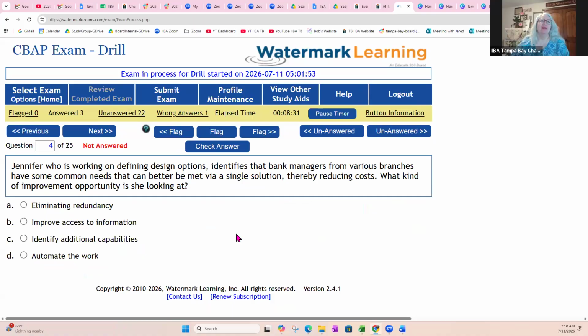Jennifer, who is working on defining design options, identifies that the bank managers from various branches have some common needs that can better be met via a single solution, thereby reducing costs. What kind of improvement opportunity is she looking at? I'm not sure which knowledge area she's in at the moment. The types of improvement opportunity: eliminate redundancy, improve access to information, identify additional capabilities, or automate the work.